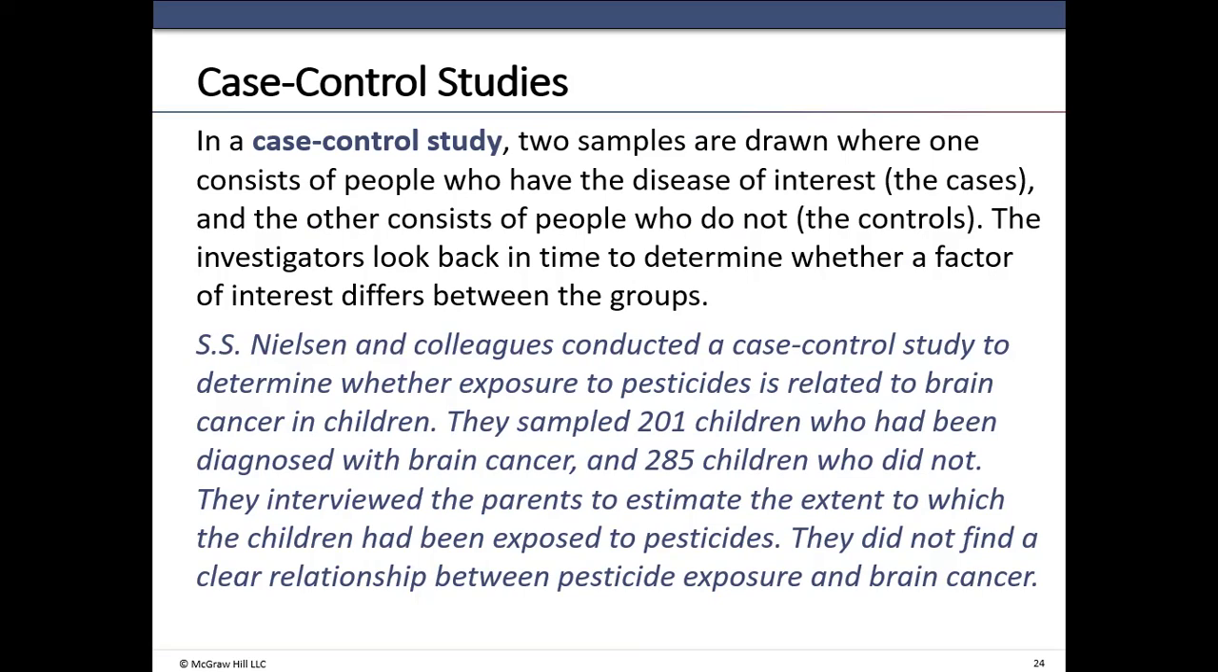S.S. Nielsen and colleagues conducted a case control study to determine whether exposure to pesticides is related to brain cancer in children. They sampled 201 children who had been diagnosed with brain cancer. So this is the case. And 285 children who did not. This is the control group. They interviewed the parents to estimate the extent to which the children had been exposed to pesticides. They did not find a clear relationship between pesticide exposure and brain cancer.